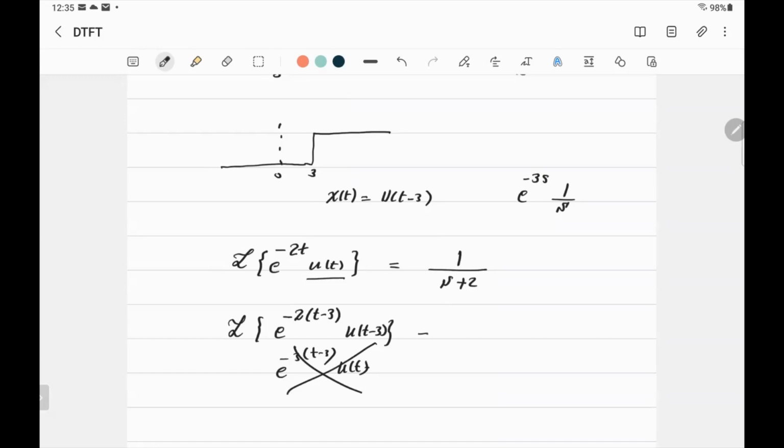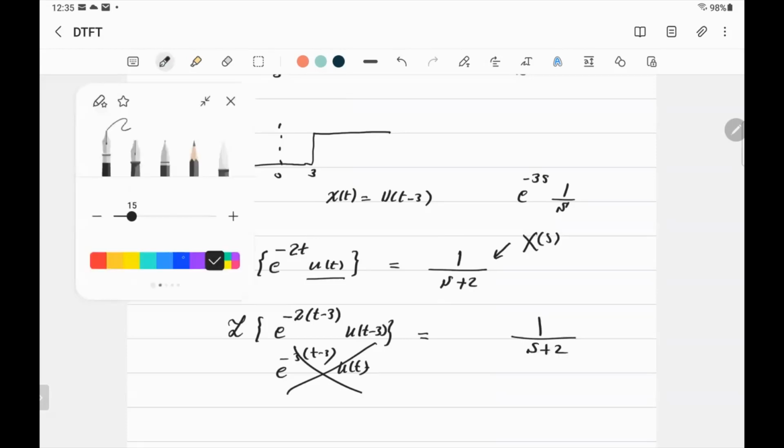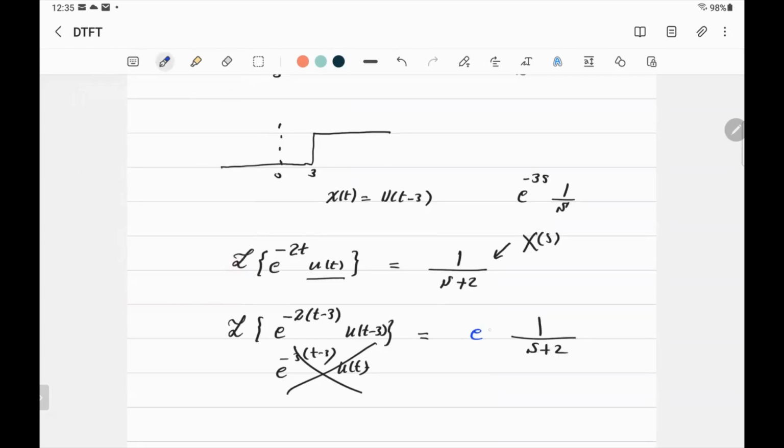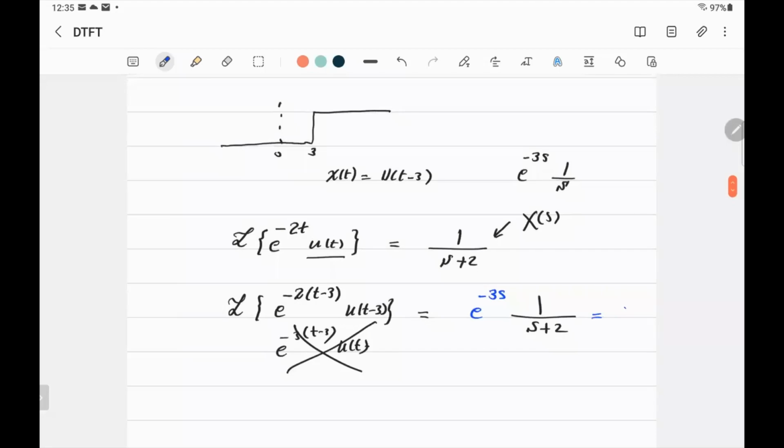So how will you do the Laplace for this one? You get the same X of s you got before, which is 1 over s plus 2, and then you multiply by e to the power of minus the shift, which is 3s. That would be the answer. You can write it like that: e to the power of minus 3s divided by s plus 2.